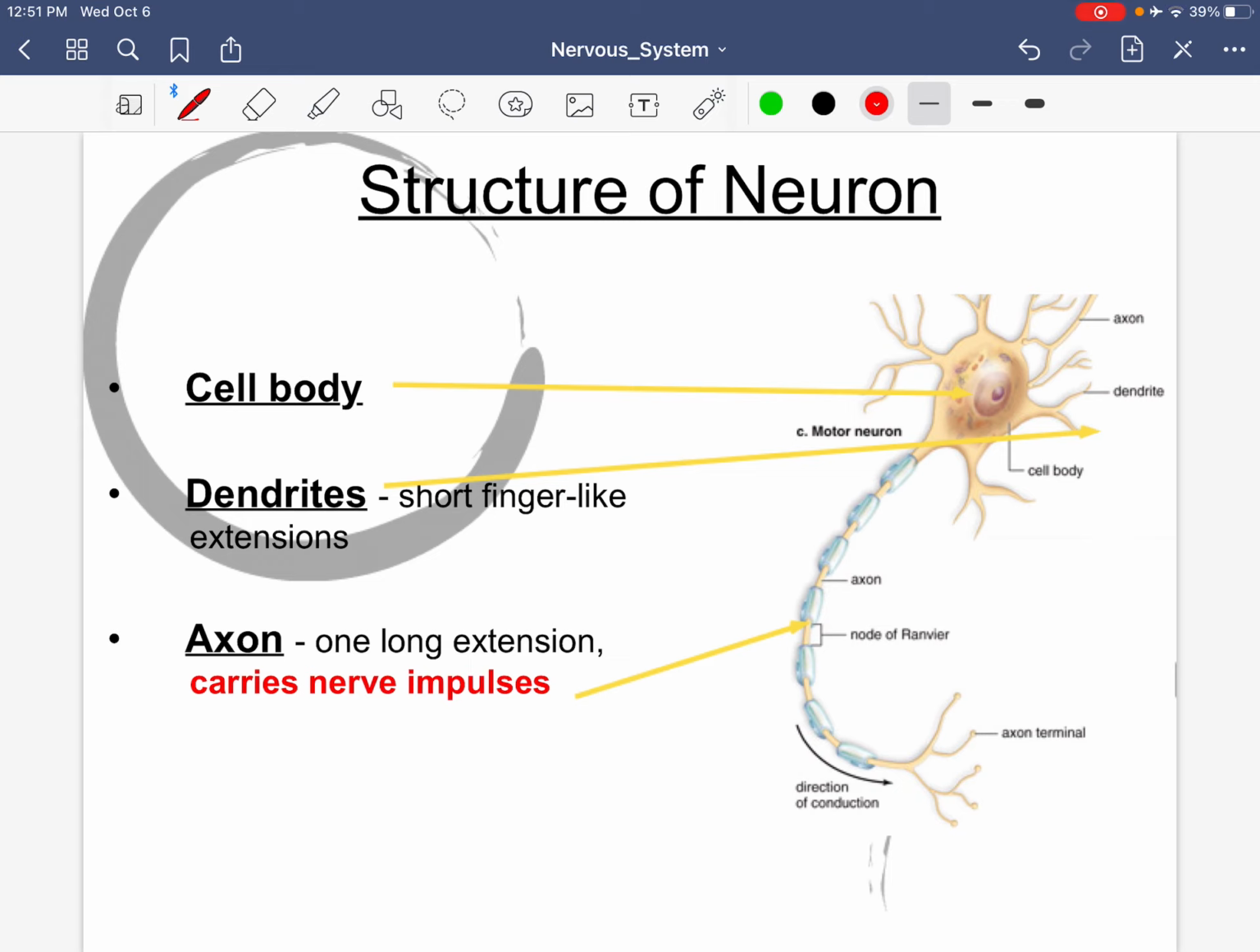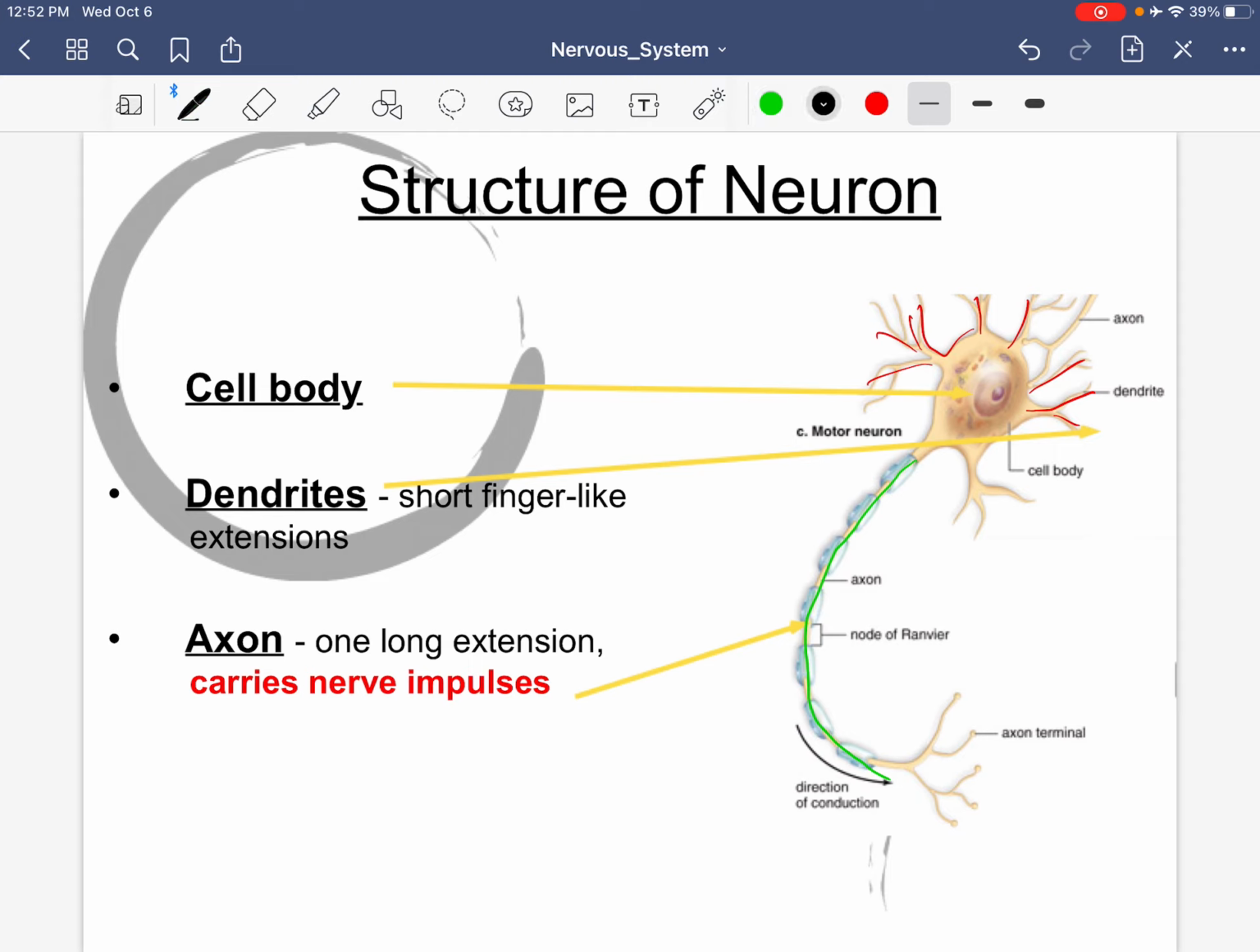This is the basic nerve cell. You know it. We have the cell body, kind of kite-shaped. We have dendrites. The dendrites are the many extensions coming off of the cell body. And then we have one long extension called the axon. So make sure you review those.